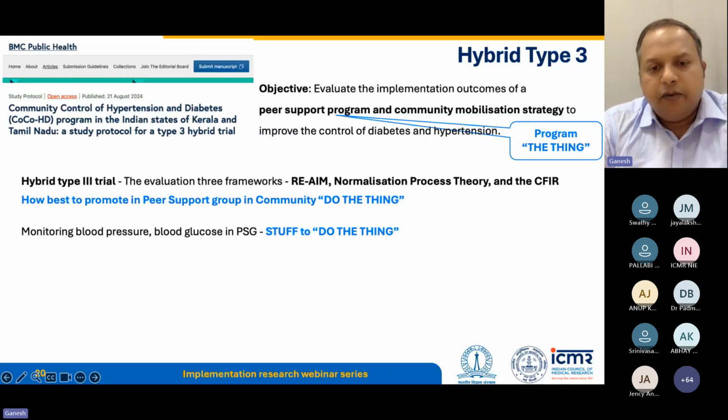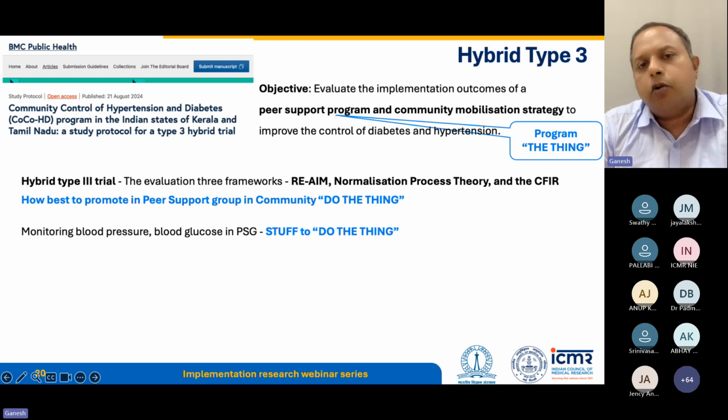And what is the stuff to do the thing? In the peer support group program, I'll just give a brief understanding. Every month in a particular village, the hypertension and diabetes patients meet in a common place, which is led by a peer support leader and a community health worker, which is a mid-level healthcare provider.